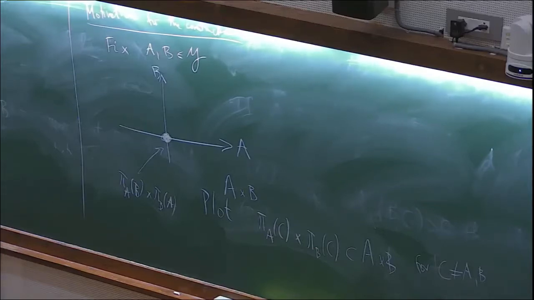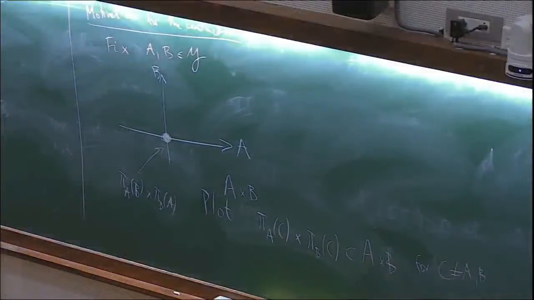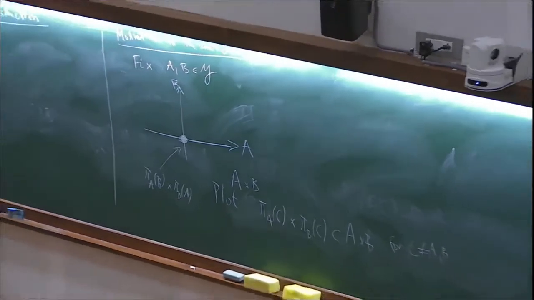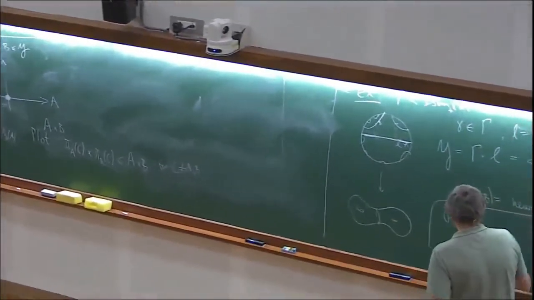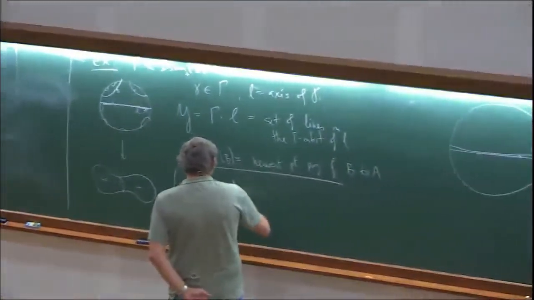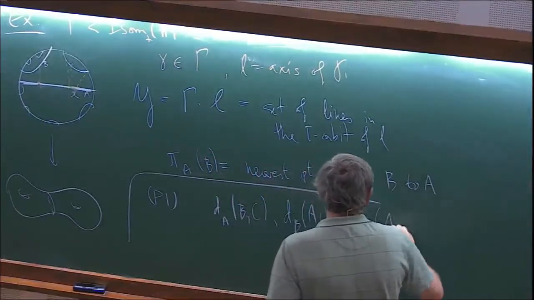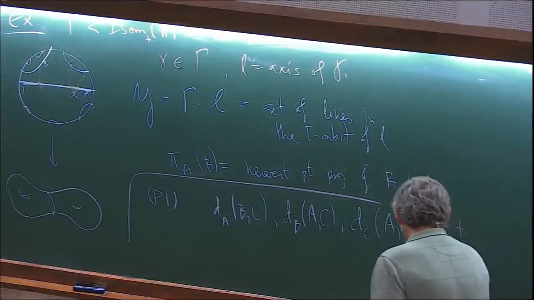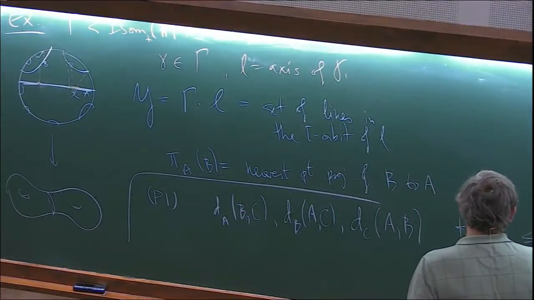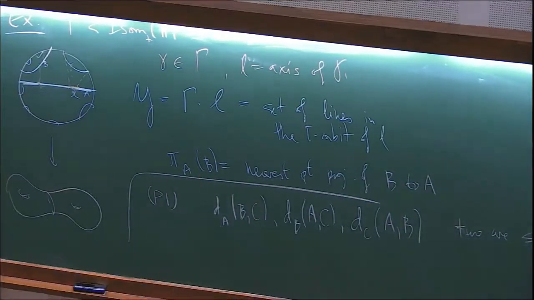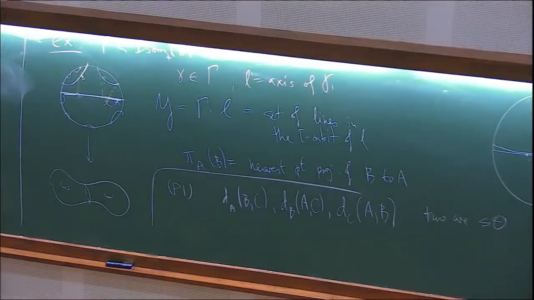Now, if I take some random C, where can it land? A question for the audience. What does P1 say? It disappeared. Remember, P1 said that, I shouldn't have erased P1. P1 said that of the three numbers, d_A(B,C), d_B(A,C), and d_C(A,B), two of them are less than or equal to theta. So how does that translate into this picture?